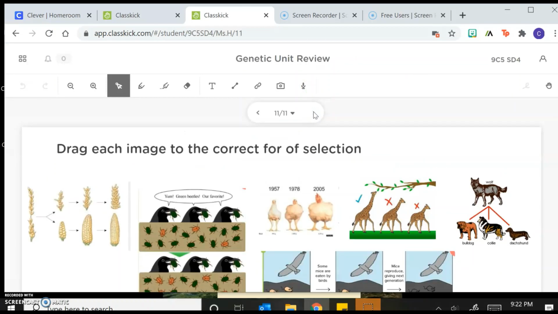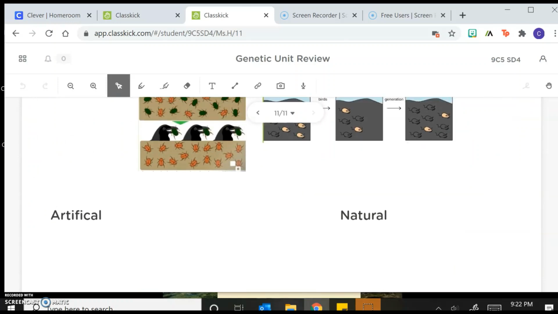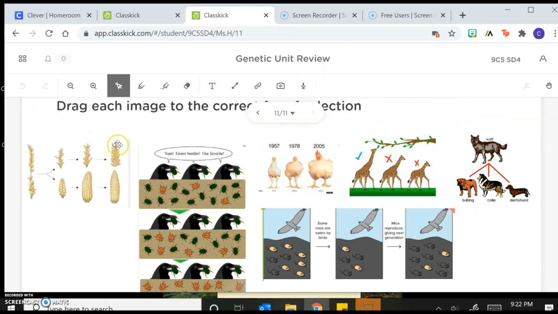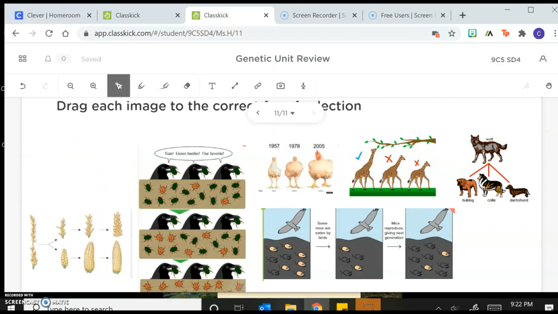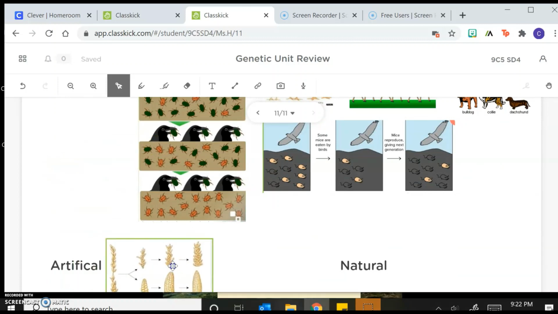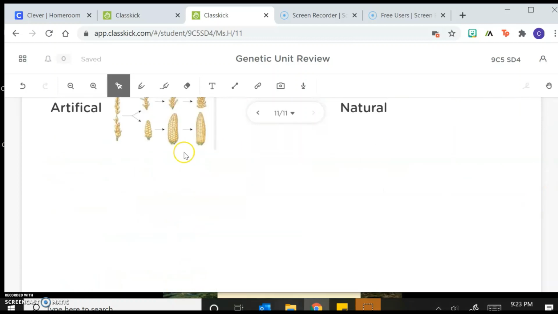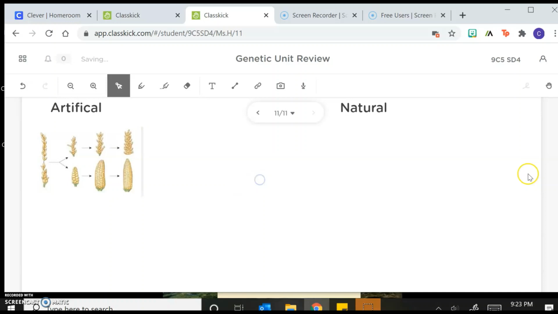And our last is drag each image to the correct section for natural or artificial selection. So we looked at most of these examples in class, and I have artificial and natural here. So I look at corn and I think we took this stalk, we split it into 2 different options. I noticed that this got me this, and then I created this. So as we talked about in class, there is no such thing as non-GMO food. Corn did not naturally get bigger, we made it larger.